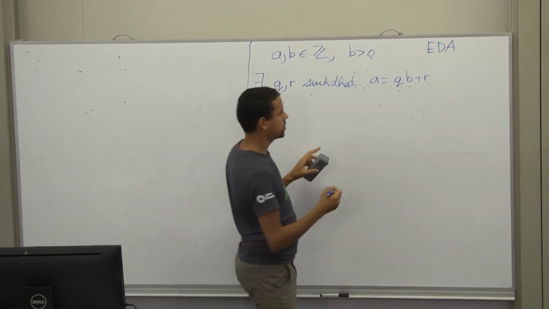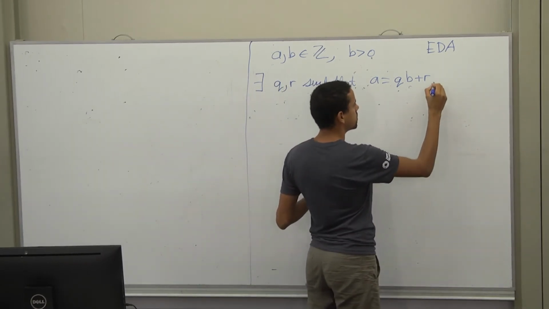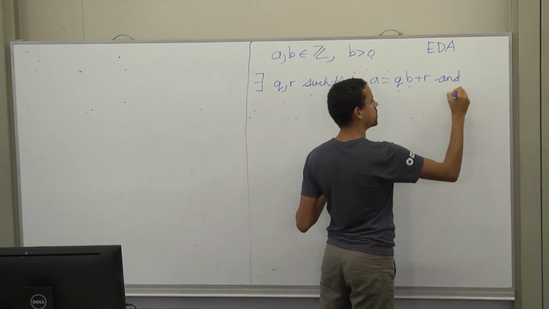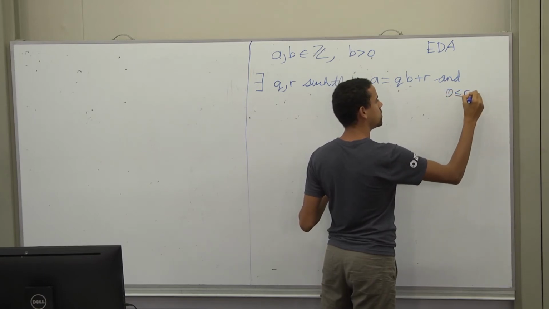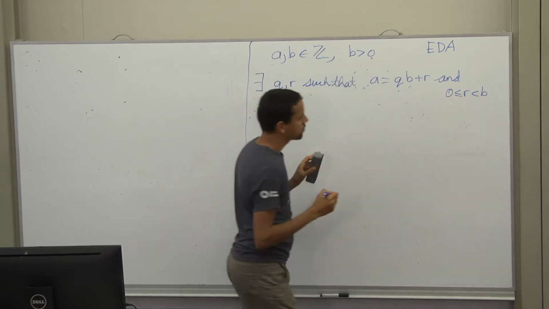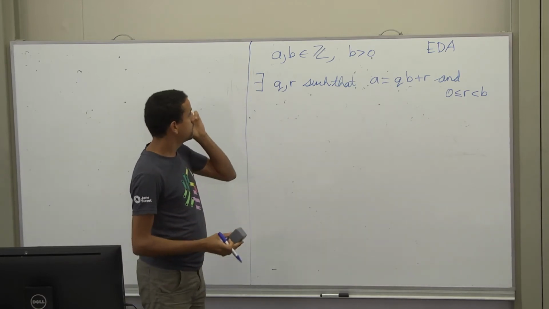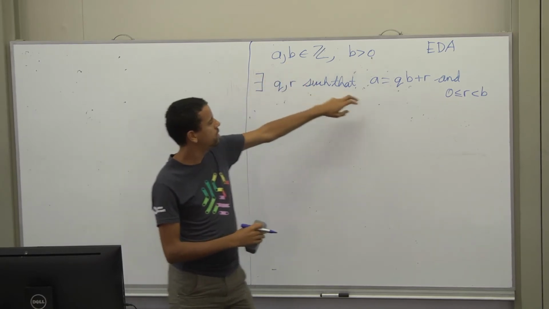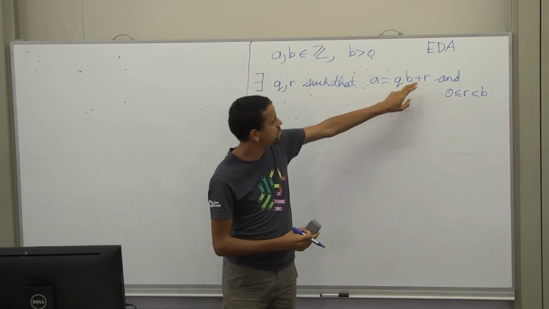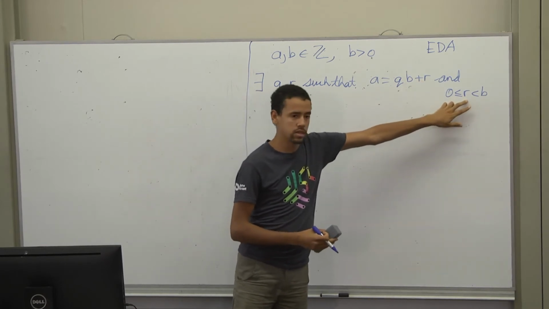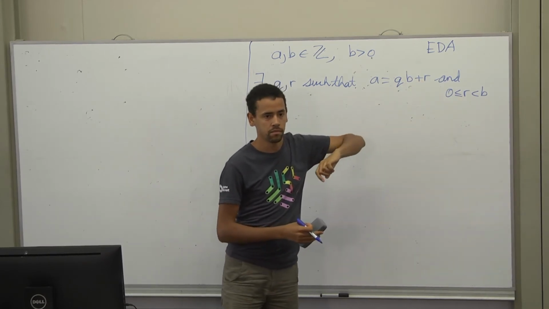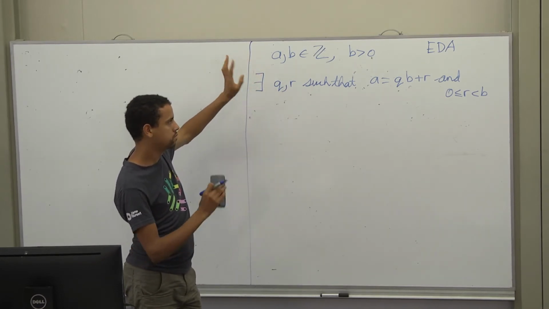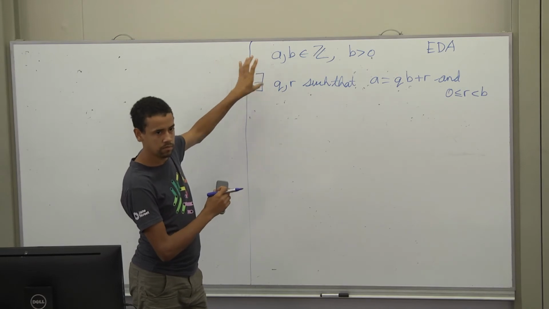So far, not much importance over there. And the important thing is that r is between 0 and b. So the idea is, no matter what size a is in terms of b, I can write a as a quotient times b plus a remainder, where the remainder is small, between 0 and b. So that is the Euclidean division algorithm or statement for integers.